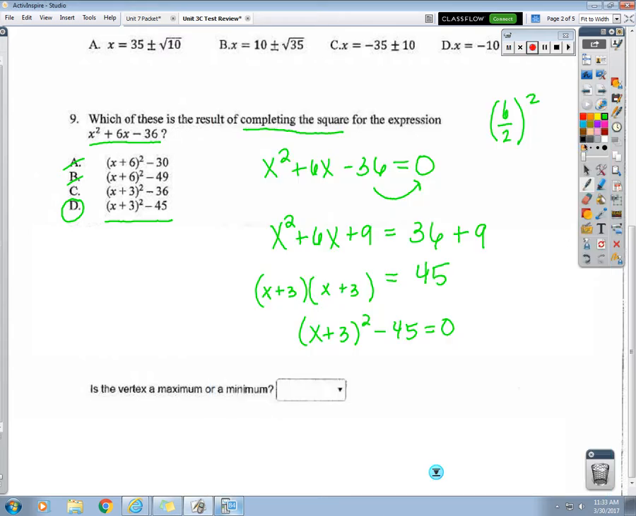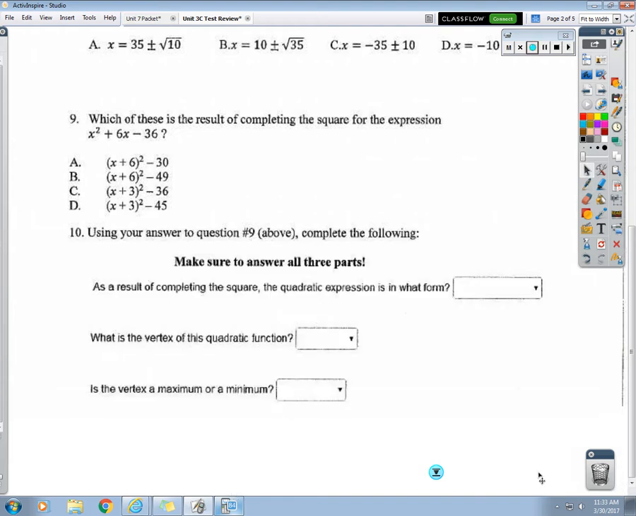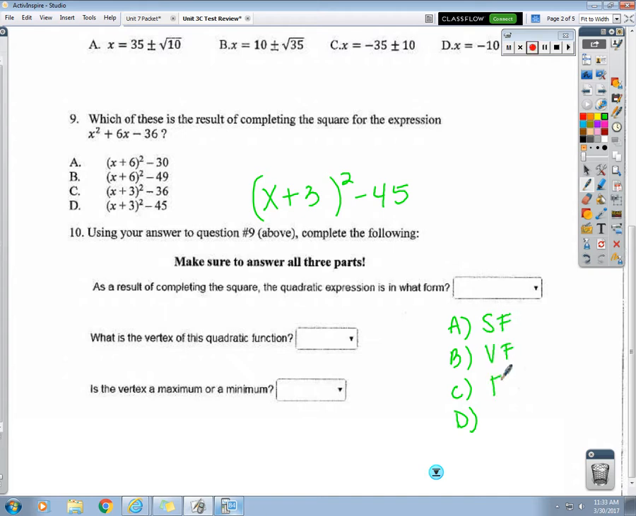Okay, so now that I know D's the right answer, I'm going to use that answer to answer these questions. Remember, I'm looking at D. X plus 3 squared minus 45. As a result of completing the square, the quadratic expression is in what form? You'll have 4 choices that drop down when you click that drop down arrow. The 4 choices will be standard form, vertex form, factored form, or intercept form. This is in what form? Vertex form. So it would be vertex form.